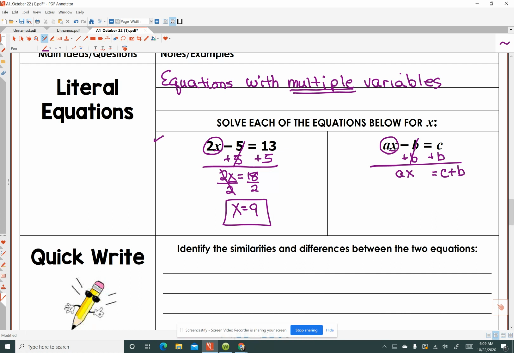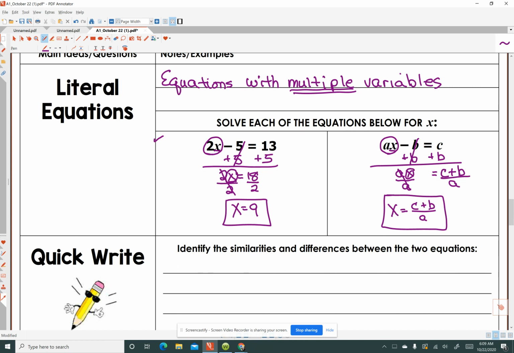Now, just like I did over here with x, when I asked what is happening to x, I ask, what is happening to x? Well, x is being multiplied by a. So I will use inverse operations. I will divide by a. And now I've isolated x, and x equals c plus b divided by a. And that is a final answer. So the methodology is the same.